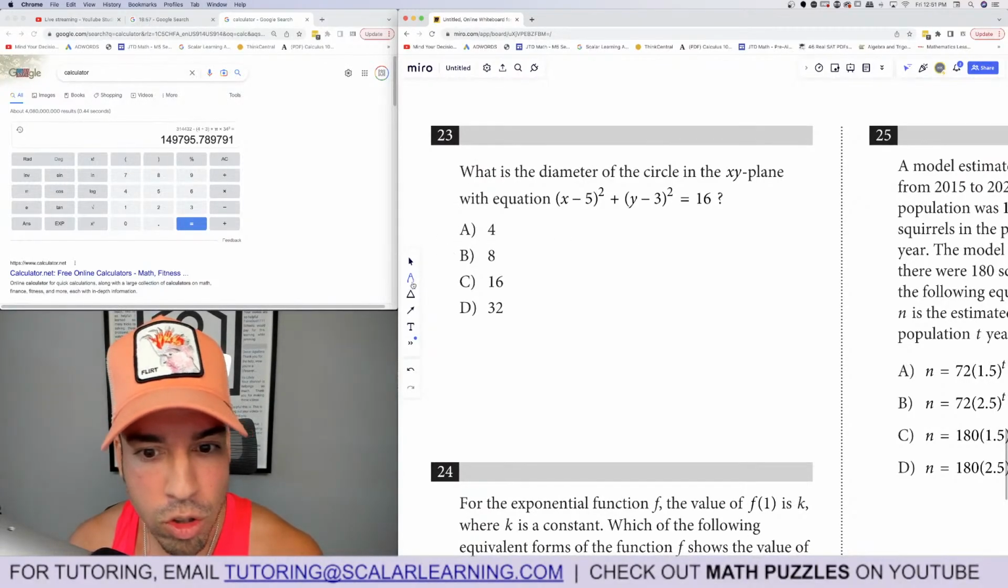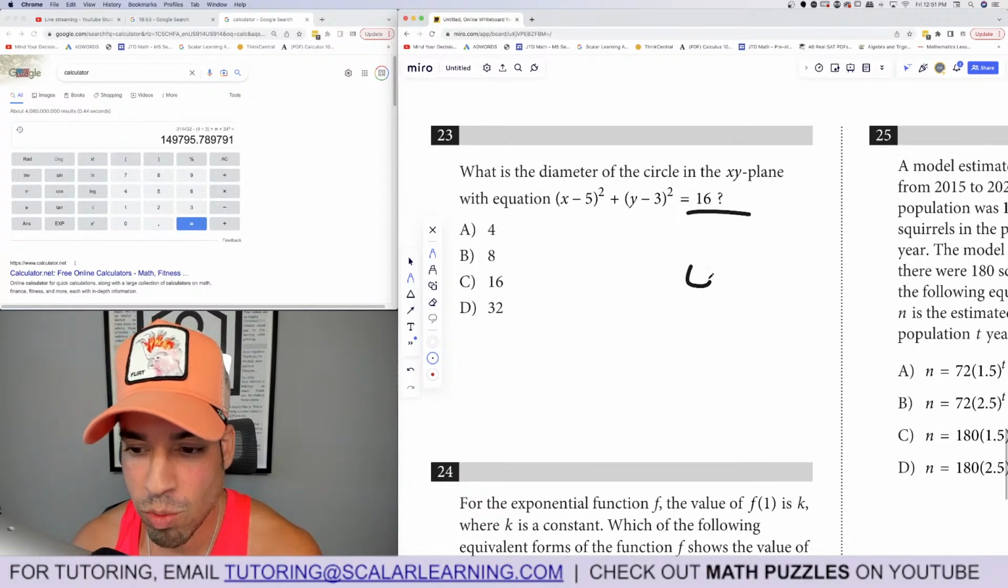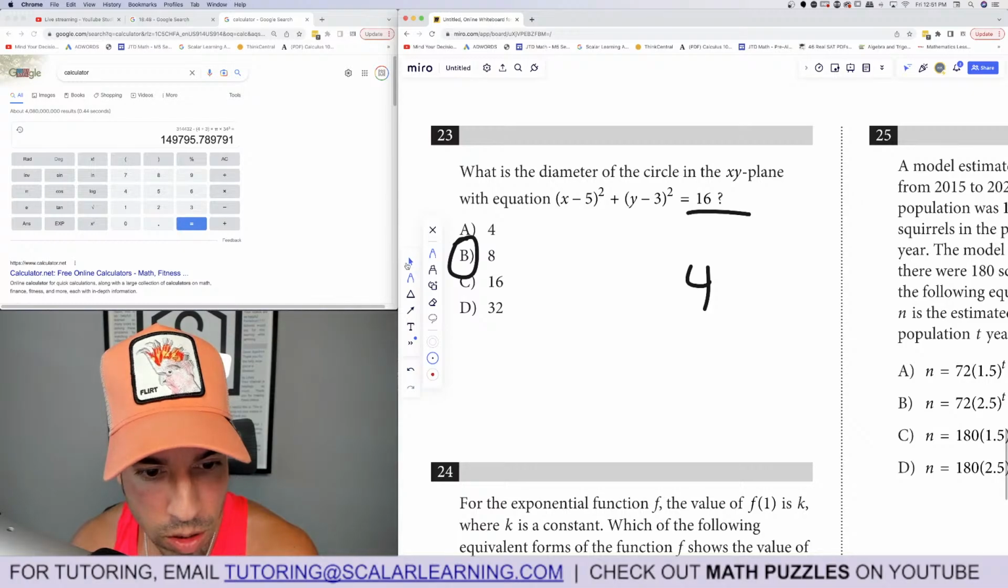What is the diameter of the circle? Boom, look at this. Just know the circle formula. The radius squared is 16, which means the radius is 4, which means the diameter is double, which is 8. B is the winner, done.